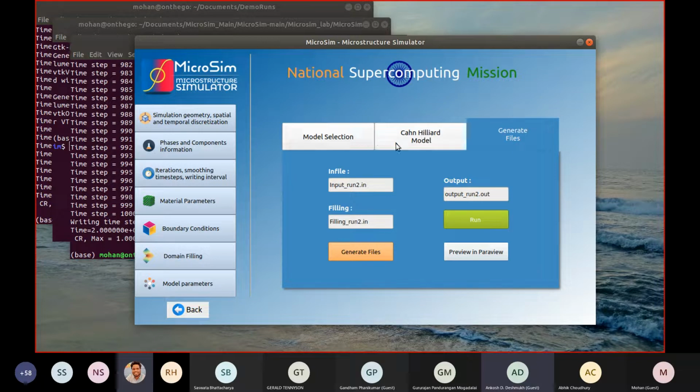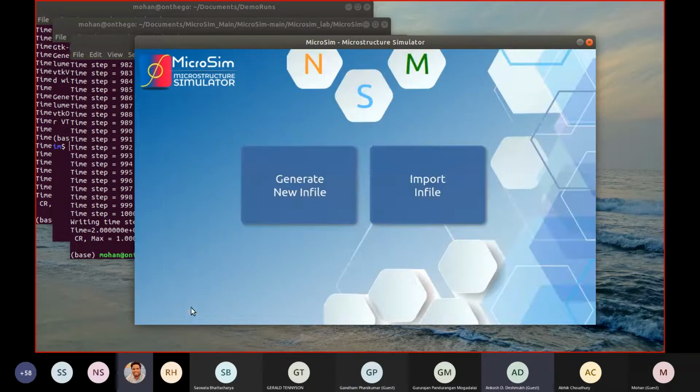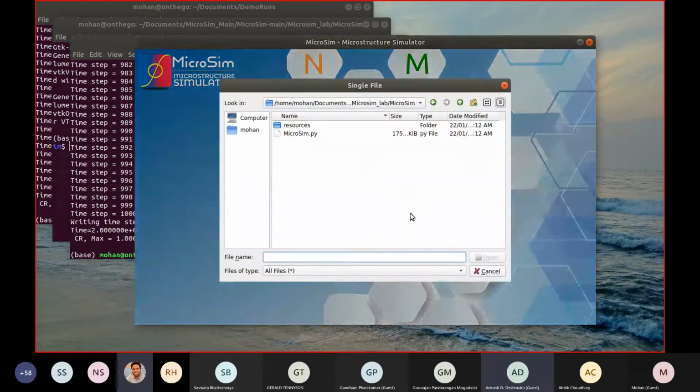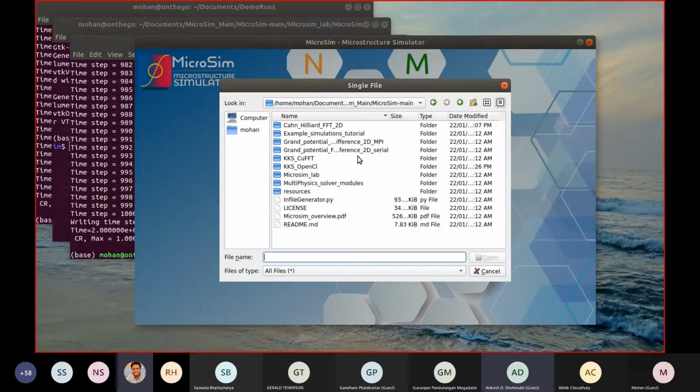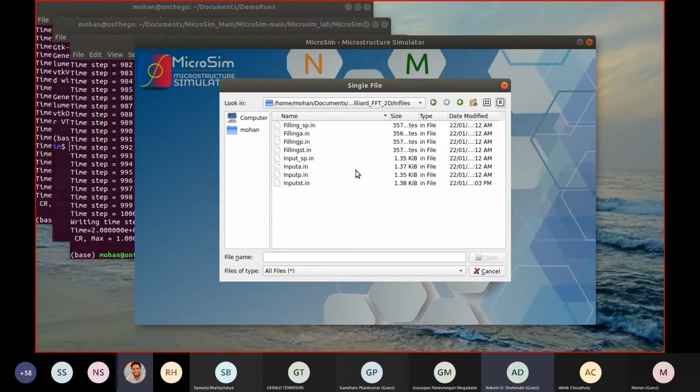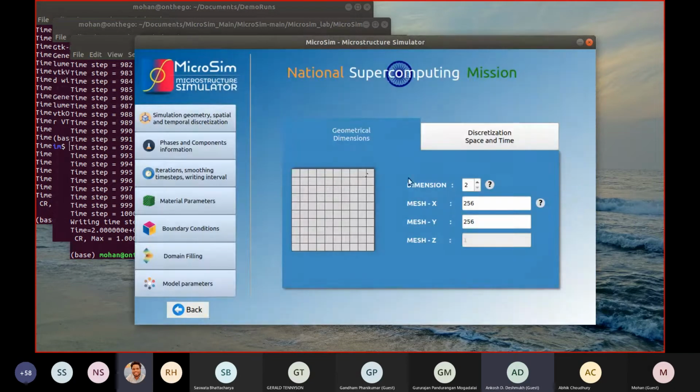And after this I would like to show one more, where precipitation is being studied, for which both the Cahn-Hilliard and Allen-Cahn equations are solved. I'm going to choose again an in-file which exists for this Cahn-Hilliard model solver, and the implementation is also on the FFT for this model. In the in-files I'm going to take this, so I would like to run through them.